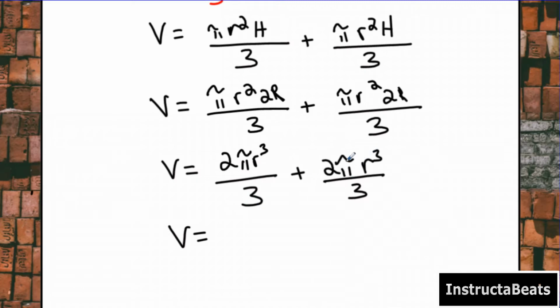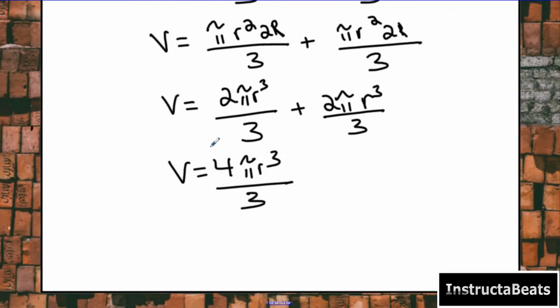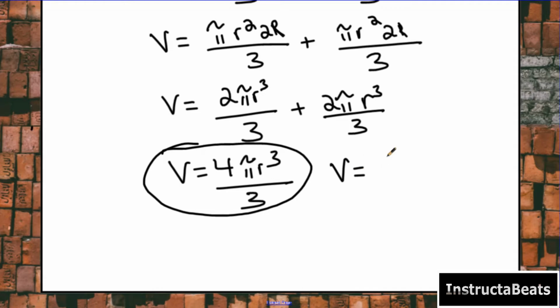I have the same variable here, r cubed, I have pi, and so just like if we were simplifying polynomials like we just worked on in the previous lesson, you can just add the coefficients together, and we're going to have 4 pi r cubed divided by 3. And so this is our volume formula for a sphere, and the other way you could write it, which would be the same thing, is 4/3 pi r cubed.